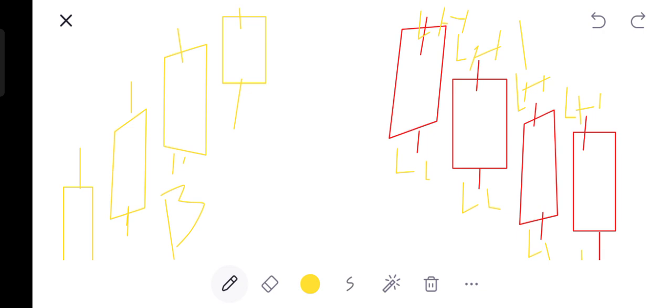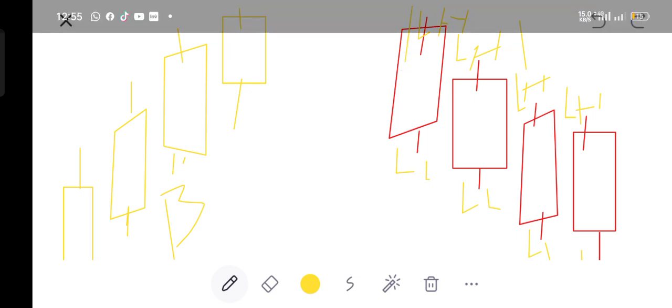The highs and the lows will determine the direction of the certain pair, the direction of the market. So by just looking at the chart, you would tell whether this is buying or selling.